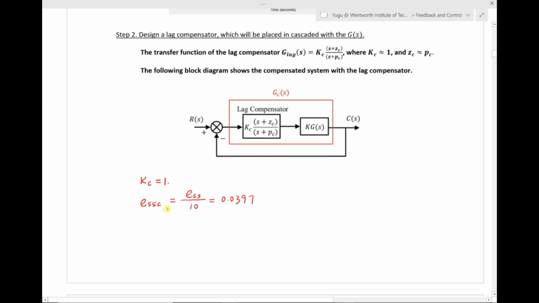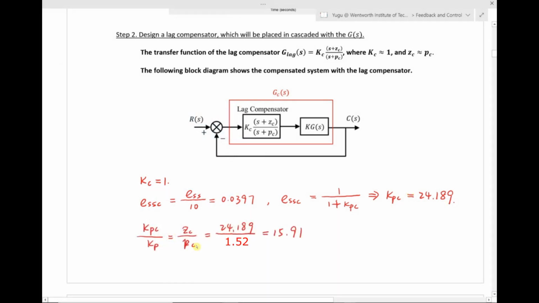The steady-state error after compensation, denoted as e sub ssc, is 1/10 of the original steady-state error. That comes out to be equal to 0.0397. The system with the lag compensator is still a type 0 system. Therefore, the steady-state error after compensation can be evaluated by the position constant, but it's a new position constant, which is denoted as K sub pc. Using this equation, we can calculate the position constant after compensation. According to what we learned earlier on this slide, we have the Zc to Pc ratio equal to 15.91.